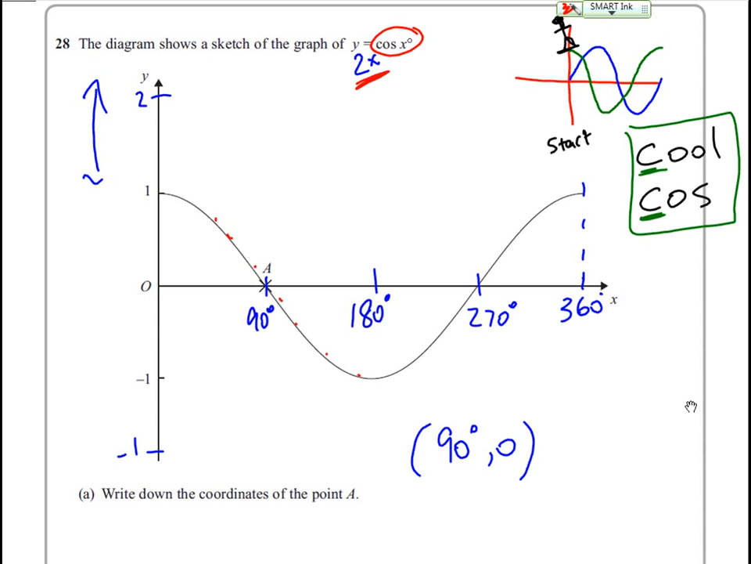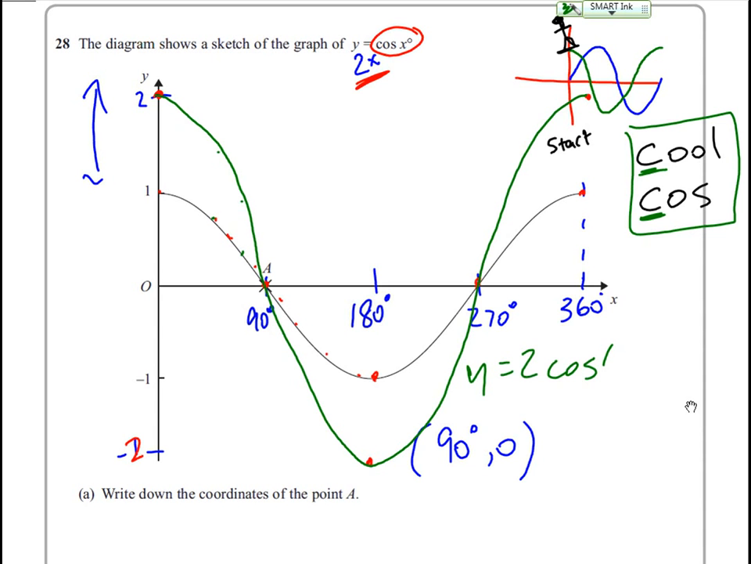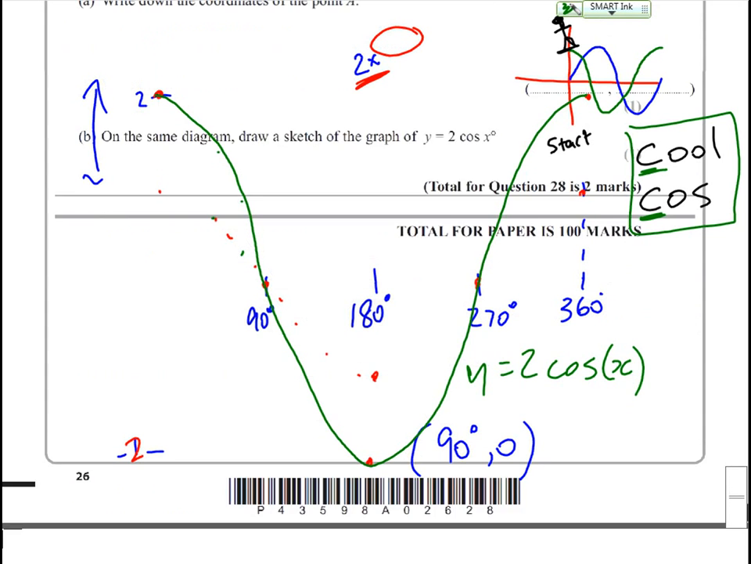Then we times it by 2. So when our answer was 1, we now times it by 2. When our answer was 0, 0 times 2 is still 0. When our answer was here, minus 1, that should obviously be a minus 2. Minus 1 times 2 is minus 2. 0 times 2 is 0. 1 times 2 is 2. Okay? And you can see that every single point is going to double. So what you actually get is a graph that's stretched by a scale factor of 2 in the y direction. And that green line is y equals 2 cos x. And that completes our paper.